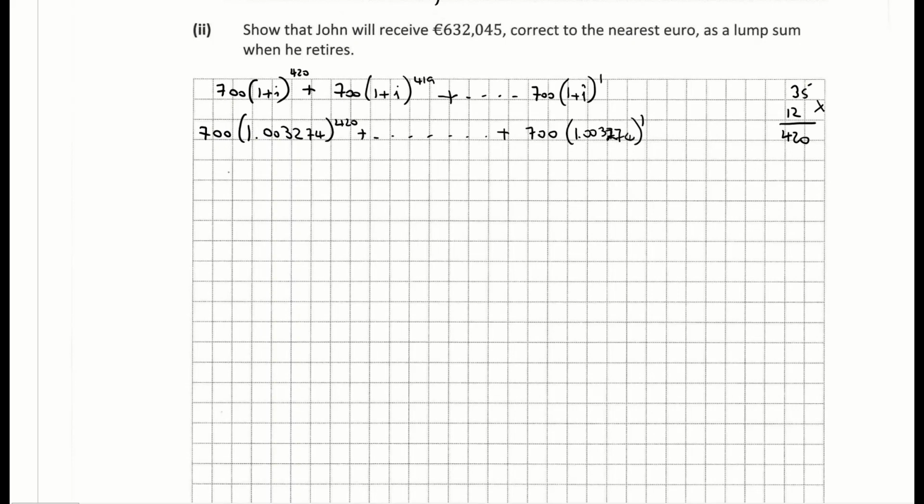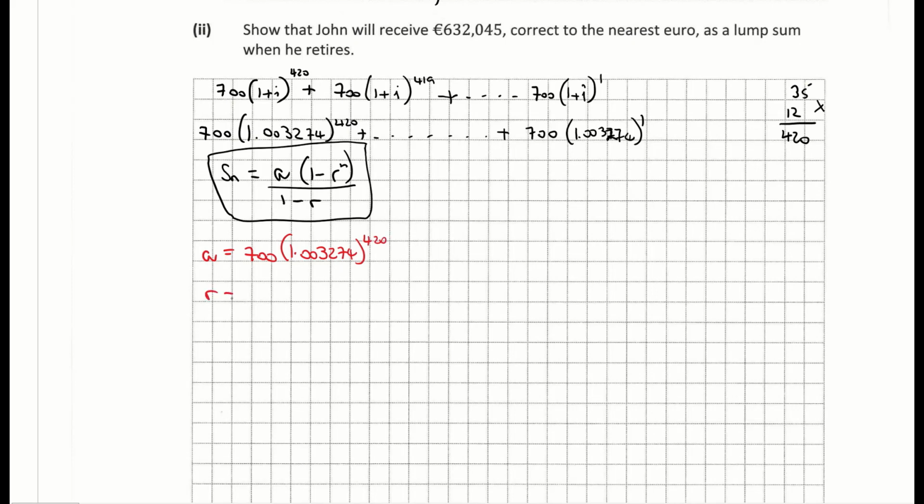And you can see here now that I'm setting up a geometric series. So I'm using my sum of all the terms, which is from my log tables on page 22. And it is a times 1 minus r to the power of n over 1 minus r. So that's the formula that I'm using here now. And the sum of the terms, so first of all, let's write down what I know. My a is the first term, which is 700 times 1.003274 to the power of 420. You can work that out now if you want. I'm just leaving it as it is.